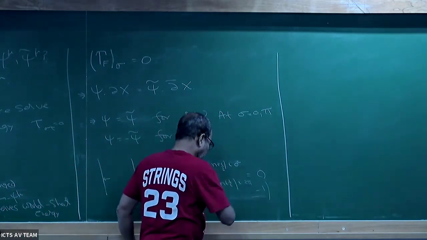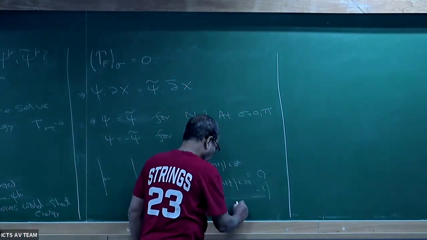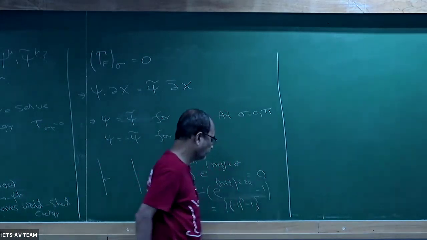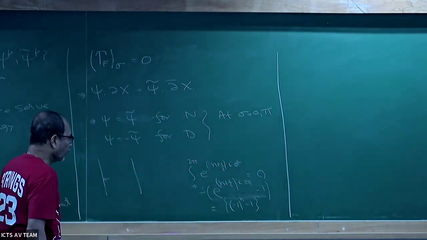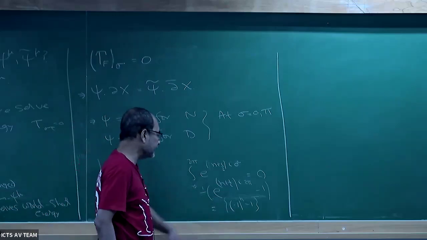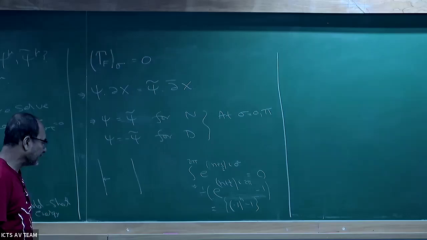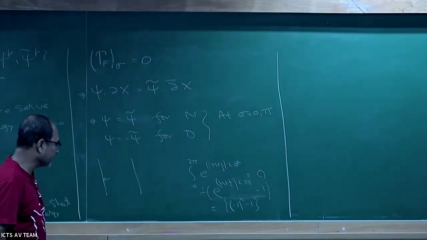e to the 2 pi i n is 1, right? But this is minus 1 to the n minus 1, something like this. So you don't try to define objects like this, right? What is the issue? Yeah, it is minus 2. So it's not 0, but it's something. But this is not well defined.